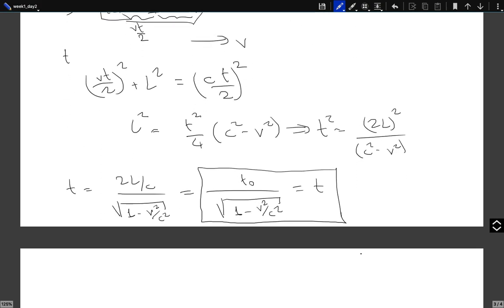And that is basically the proof why whatever watch you have, the time measured by the watch in its reference frame will be different than the time measured by an outside observer, if they are moving with a relative speed v.